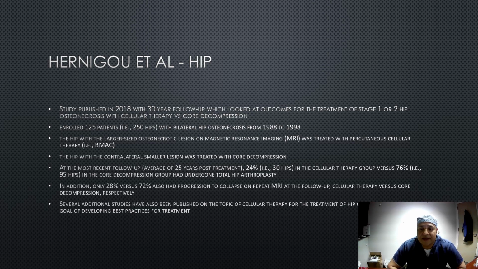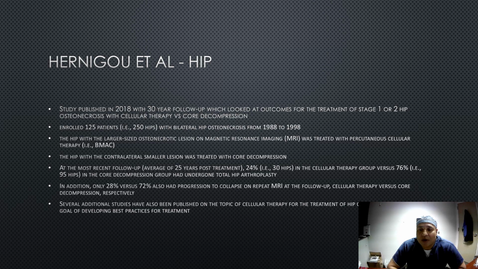In Hernigu's study of the hip, published in 2018, a 30-year follow-up looked at the outcomes for the treatment of stage 1 and stage 2 hip osteonecrosis with cellular therapy versus core decompression. 125 patients, including 250 hips with bilateral osteonecrosis, were enrolled from 1988 to 1998. The hip with the larger osteonecrotic lesion on MRI was treated with percutaneous cellular therapy, including bone marrow aspirate concentrate. The contralateral hip with the smaller lesion was treated with core decompression.